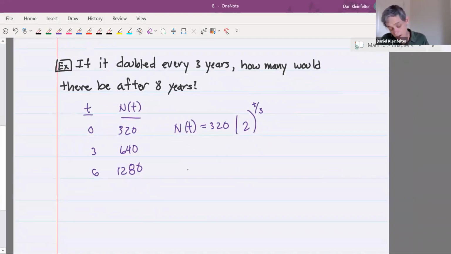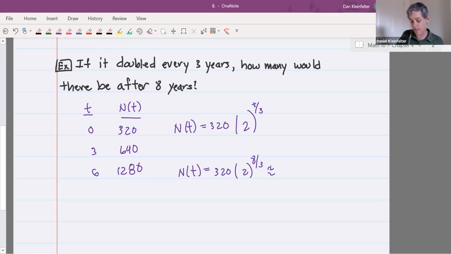So after 8 years, do you think there will be more or less? Well, if they're doubling every 3 years instead of every year, it should be less. Okay, so let's see what we get.